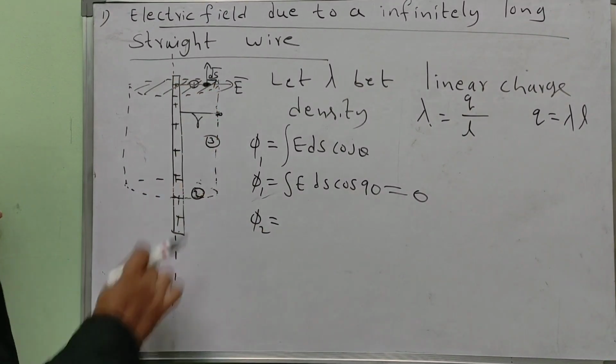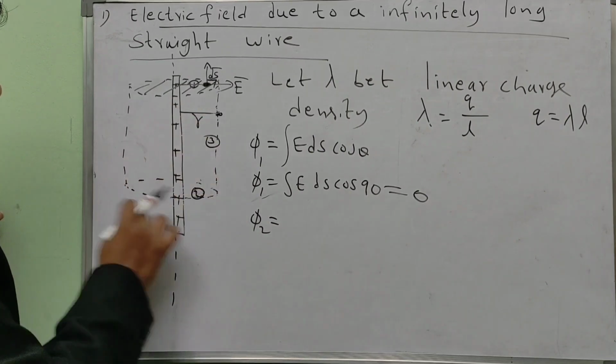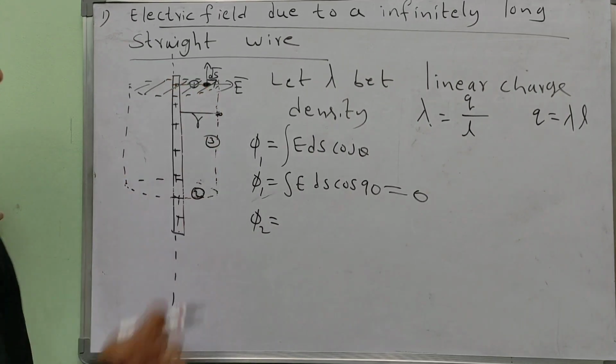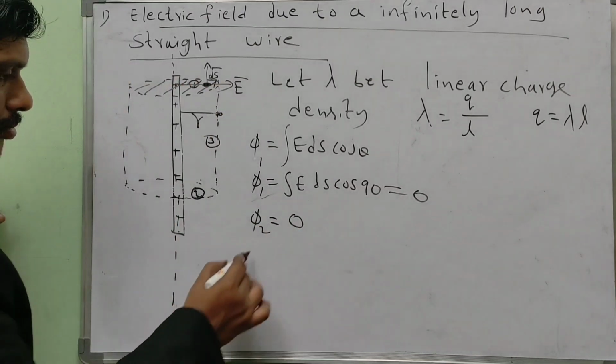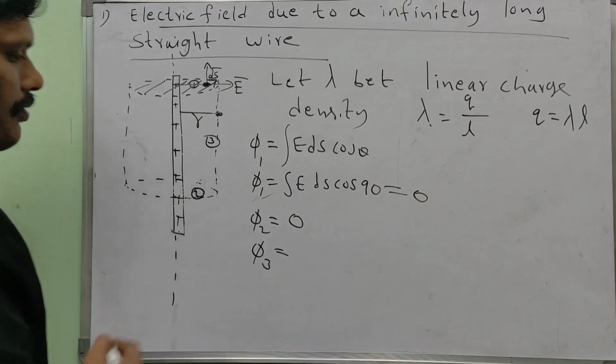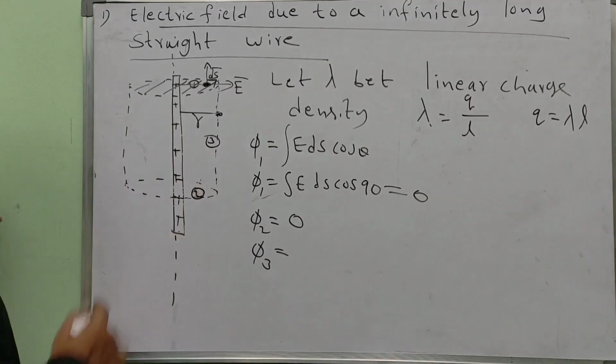The same explanation like here. We are going to explain the same as surface 1. Then phi 2 is also 0. Then what about phi 3? Phi 3, curved surface area.